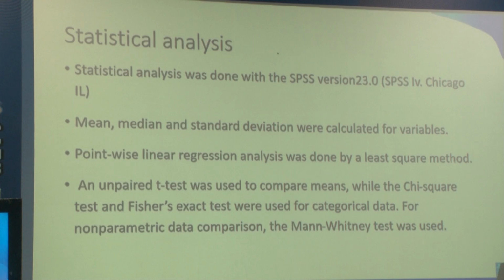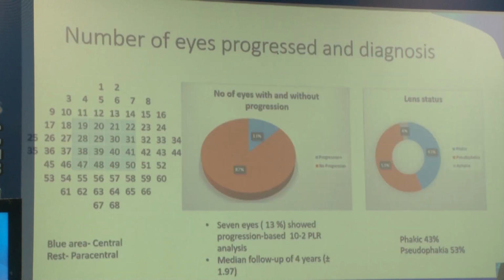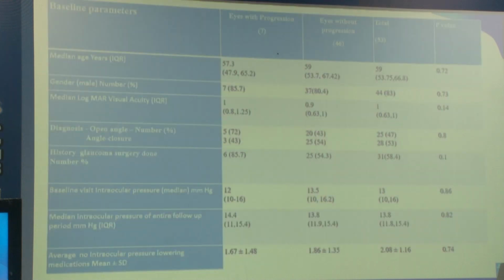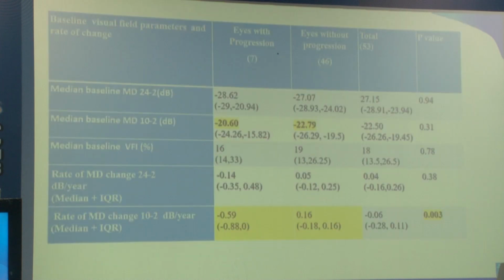Statistical analysis was done using SPSS. This is just to show the central view area represented the points which were taken as central points, and the rest were taken as paracentral points. In total, 13% of eyes showed progression, and 53% of eyes were pseudophakic. When we compare the baseline parameters between eyes with progression and without progression, we did not find any difference. When we compare the baseline visual field parameters, the eyes with progression had better 10-2 mean deviation, and the rate of 10-2 MD progression was minus 0.59 decibel per year.